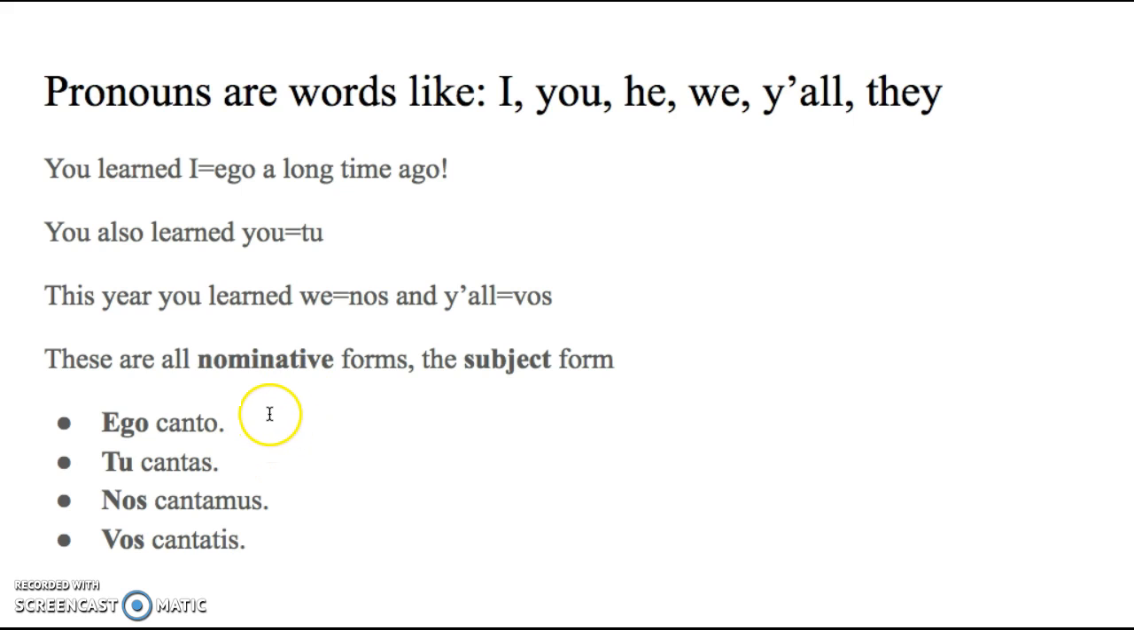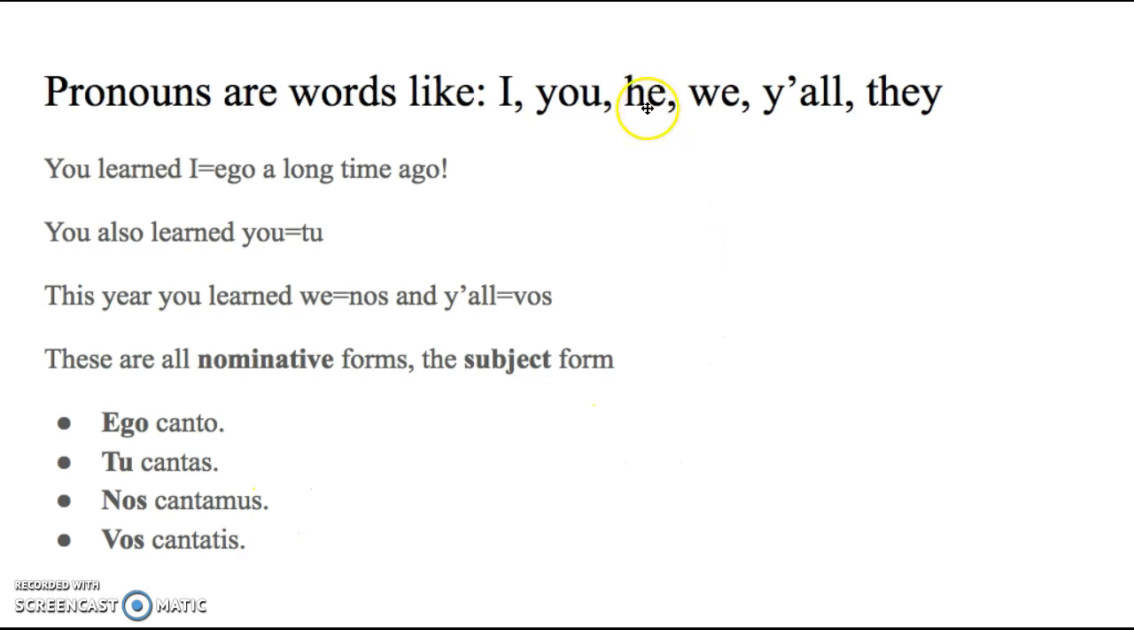So when it's doing the verb, if ego is the subject, the verb ends in an O, canto, ego canto, I sing. Tu, cantas, the verb ends in an S because tu, or you, is the subject. Nos cantamos, we are singing, and vos cantatis. Vos means y'all, and the ending on the verb is tis. Nos means we, and the ending on the verb is mus.